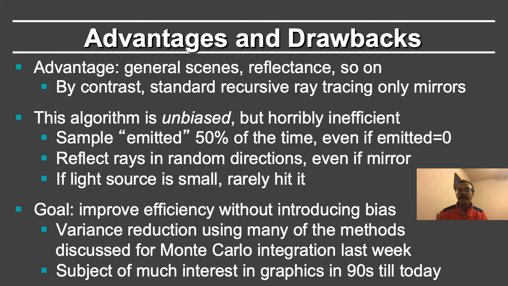So the goal in path tracing is to improve the efficiency without introducing bias. Much of the research in path tracing has been about variance reduction, using many of the methods discussed for Monte Carlo integration last week. Indeed, this has been the subject of much interest in computer graphics from the 1990s and continuing until the present day, and the remainder of this course essentially discusses ways in which we can reduce the variance in path tracing.